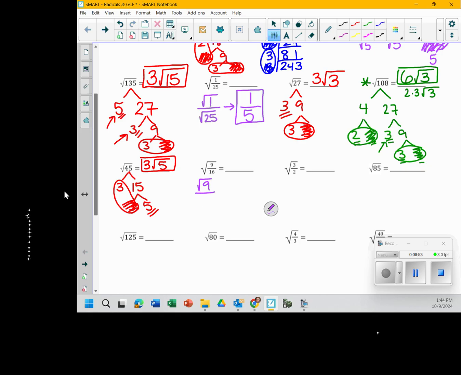Root 9 over root 16. Square root of 9 is 3. Square root of 16 is 4, so that is your answer.